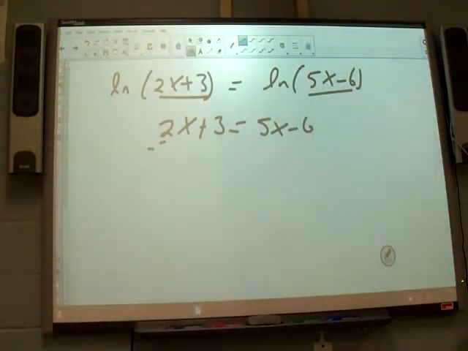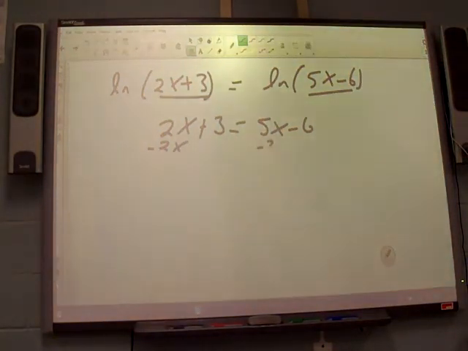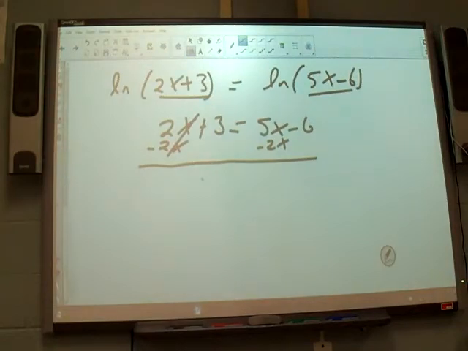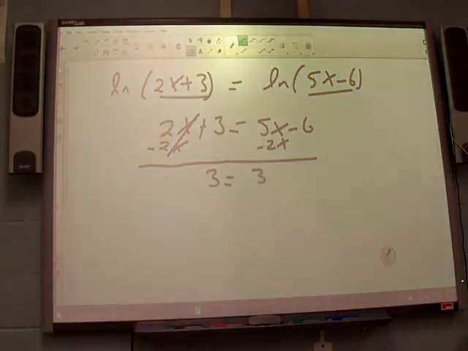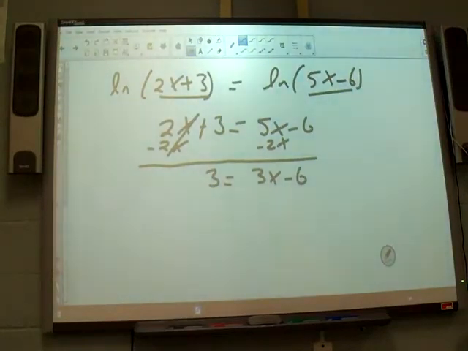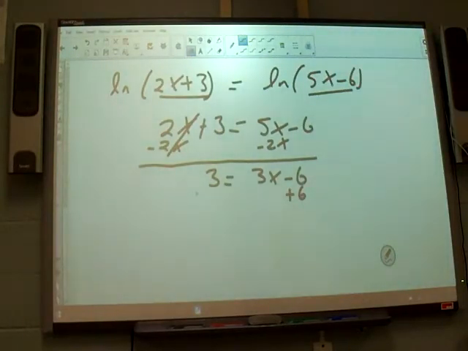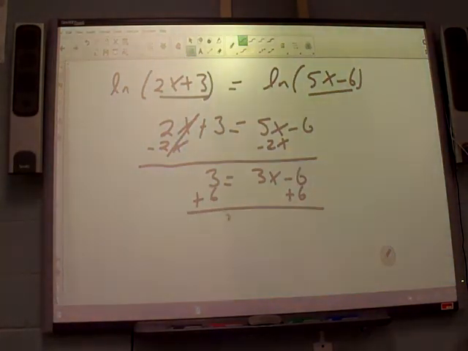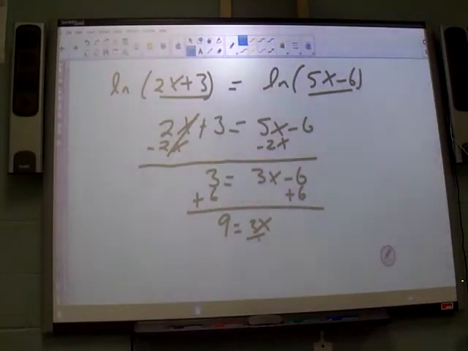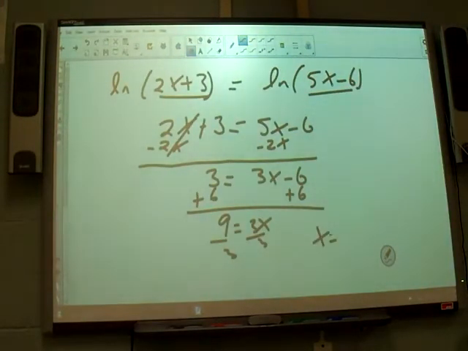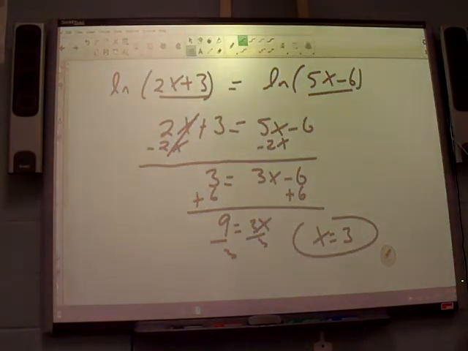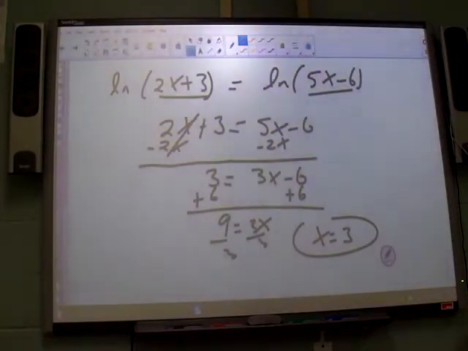I like to keep my x's positive, so I would have started like Grant said. But that's not the only place. You could have done other things. That gets me 3 equals 3x minus 6. But if Grant and I did that, Chloe, we don't have a choice about what to do now. We got to add that 6. So we got 9 is 3x. So x is 3.